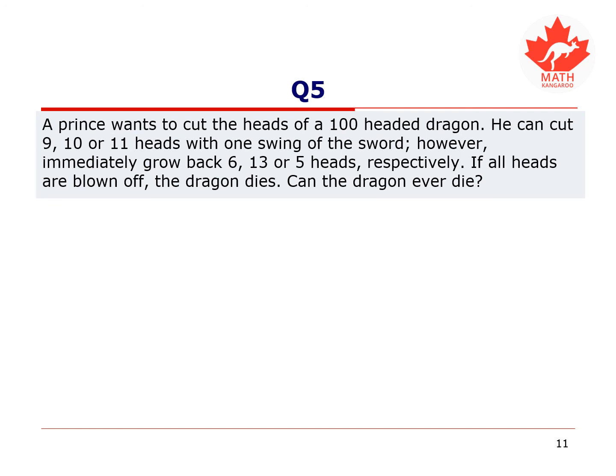What do we mean? If I cut off 9 heads, 6 will grow back. If he cuts off 10 heads, 13 will grow back. If he cuts off 11 heads, 5 will grow back. If all the heads are swung off with one swing, the dragon will die. Can the dragon ever die? Again, please pause the video, consider the problem on your own, and then come back for a solution.